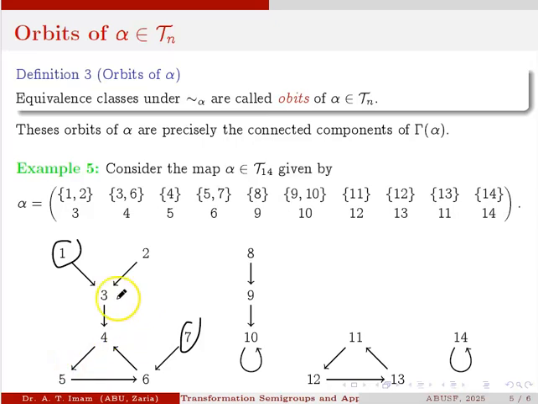So this is an orbit of alpha, and this is another orbit of alpha. This is also an orbit of alpha, and this is another orbit of alpha. So this particular alpha has 4 orbits. The first orbit is this one, and the second orbit is the other one. In the next lecture, we are going to look at these orbits very closely.